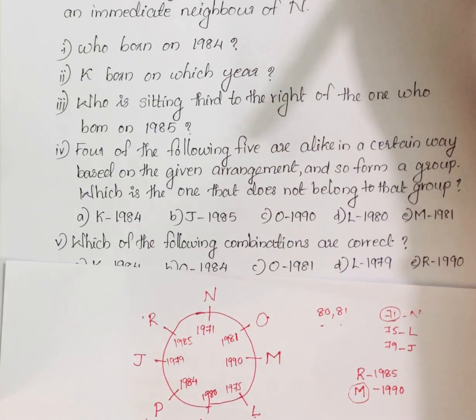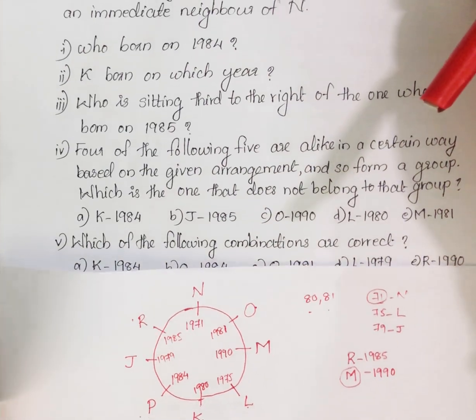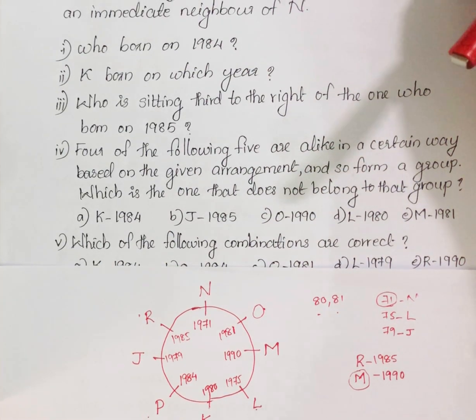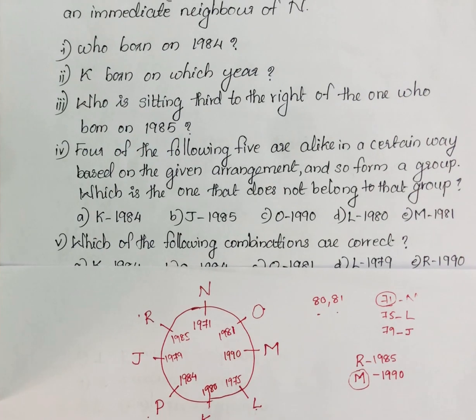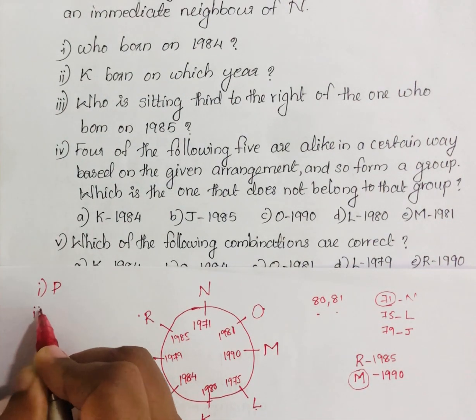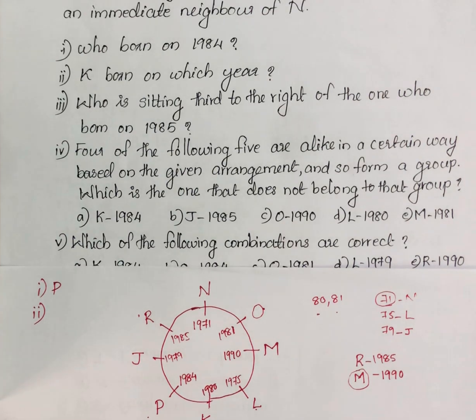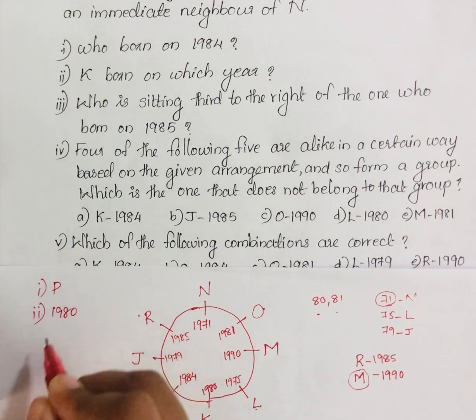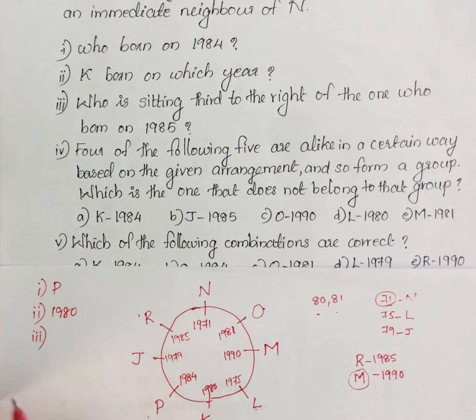First question is given, who was born in 1984? Clearly we can say P was born in 1984. So the first question answer is P. Second question, K was born in which year? K was born in 1980.